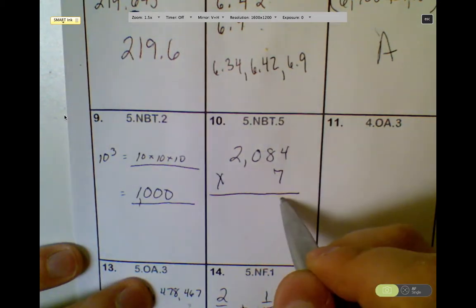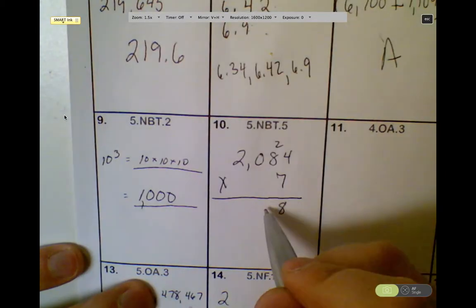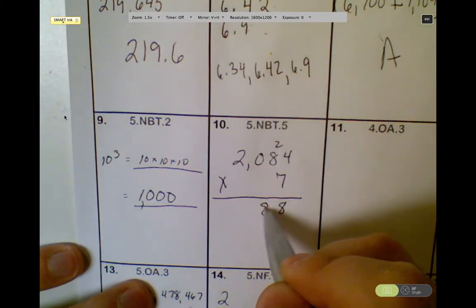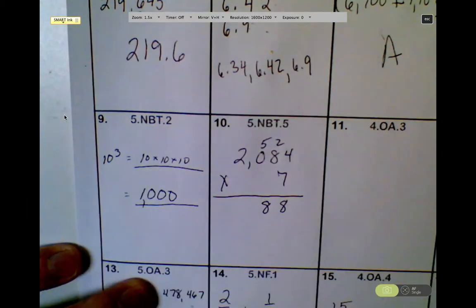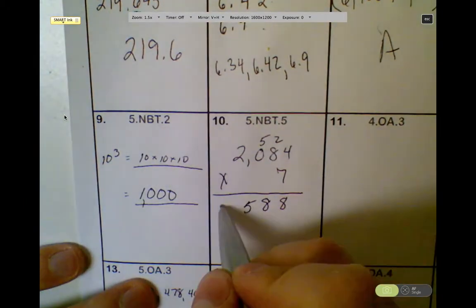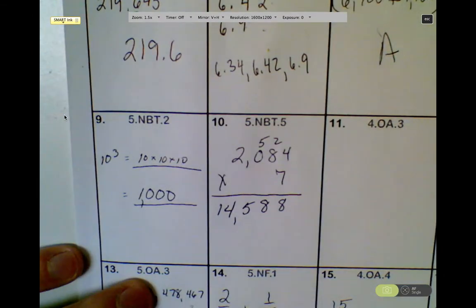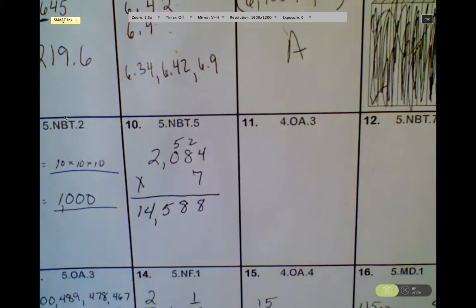Number 10, 2,084 times 7. 7 times 4 is 28. Carry my 2. 8 times 7 is 56, plus 2 is 58. Carry my 5. 7 times 0 is 0. 0 plus 5 is 5. 7 times 2 is 14. 14,588.